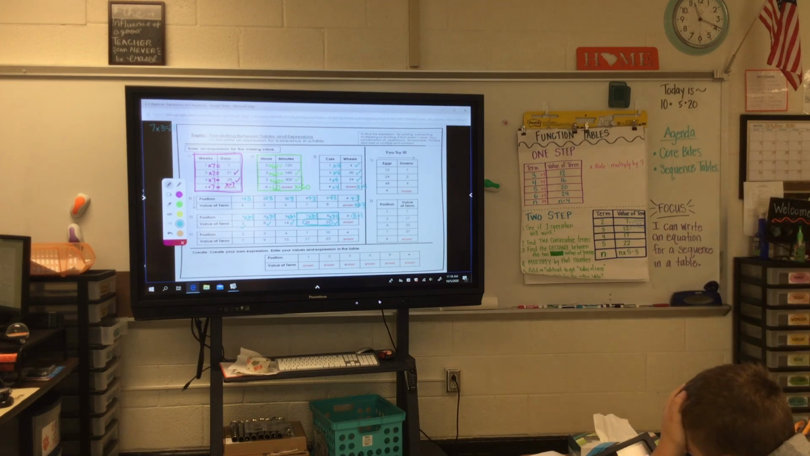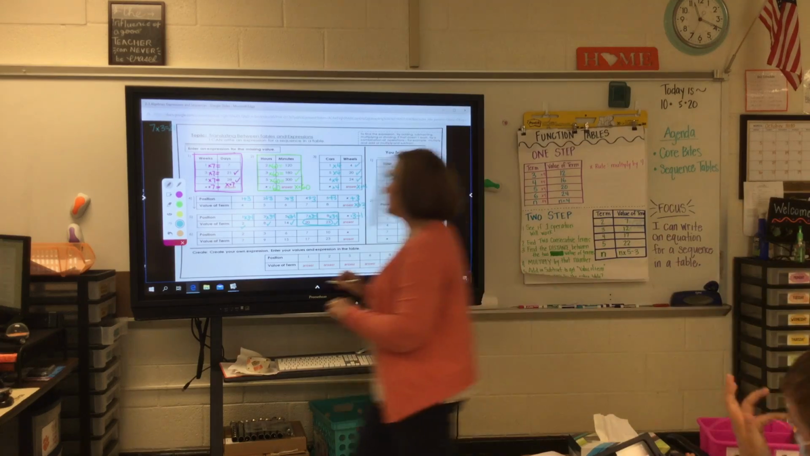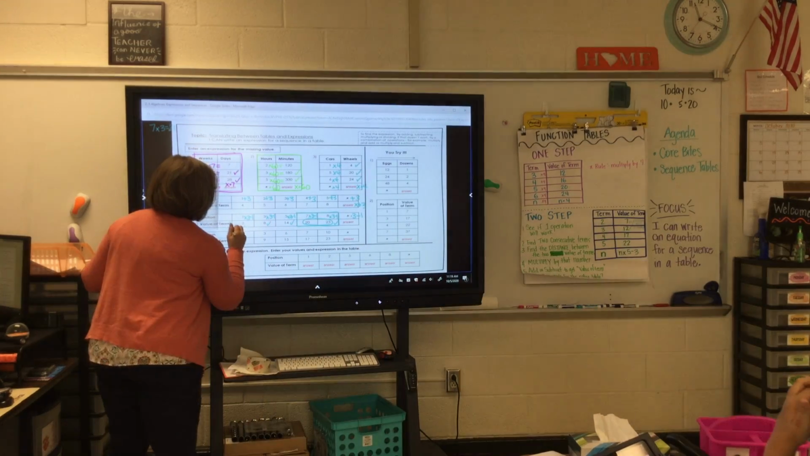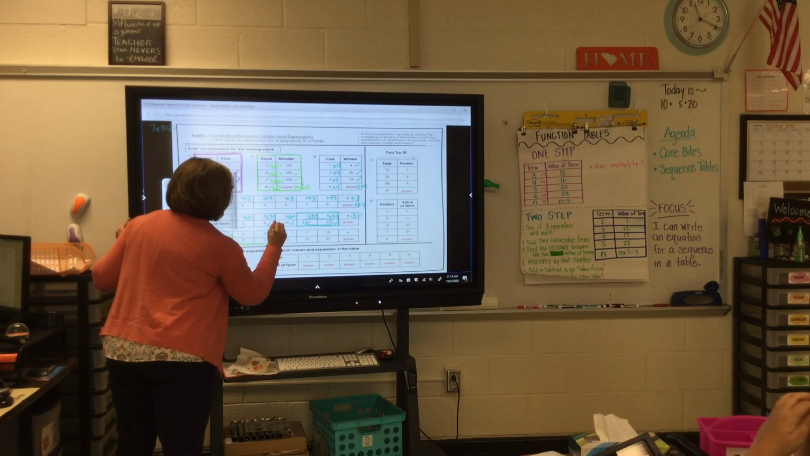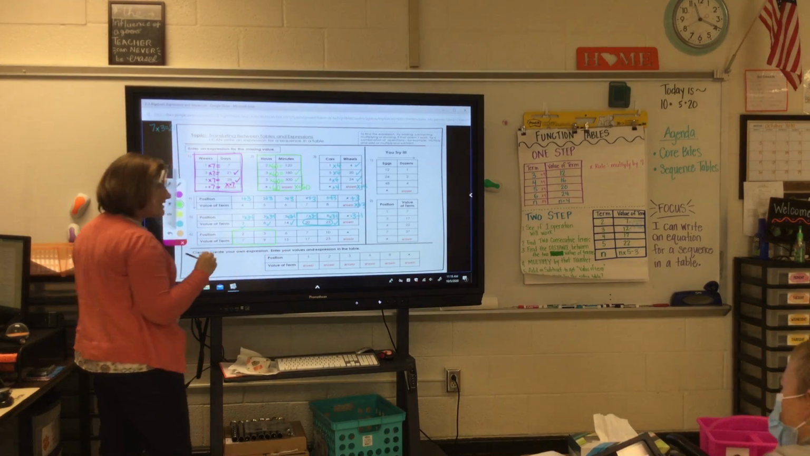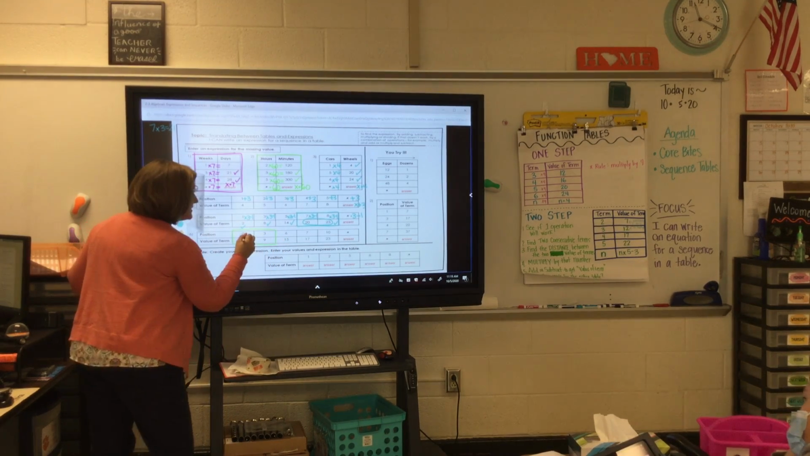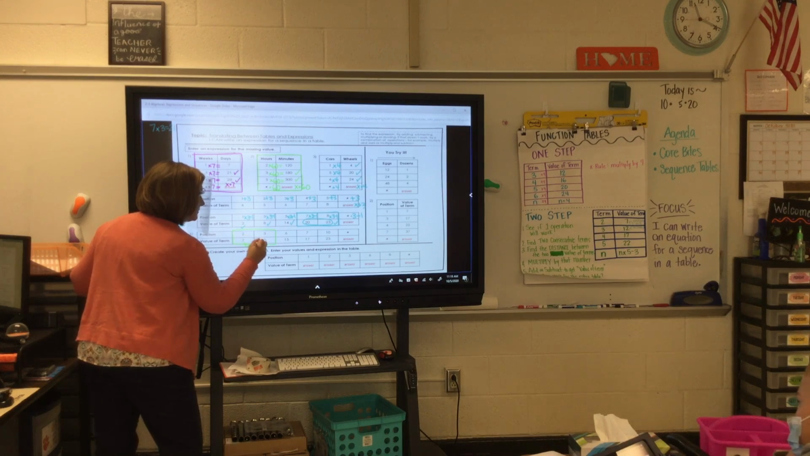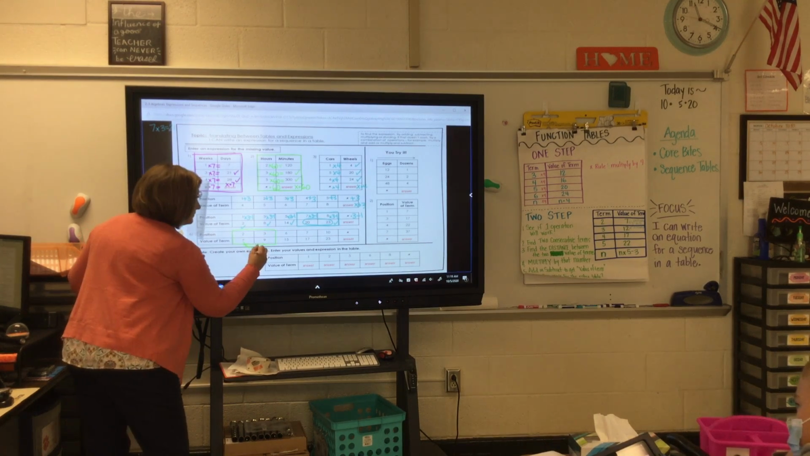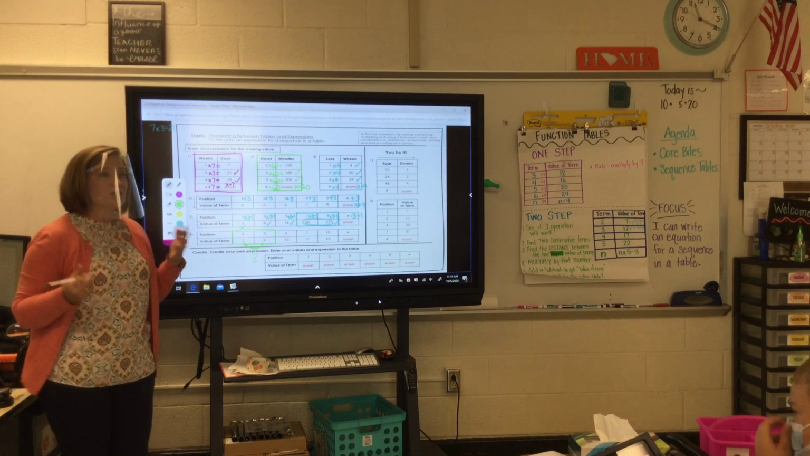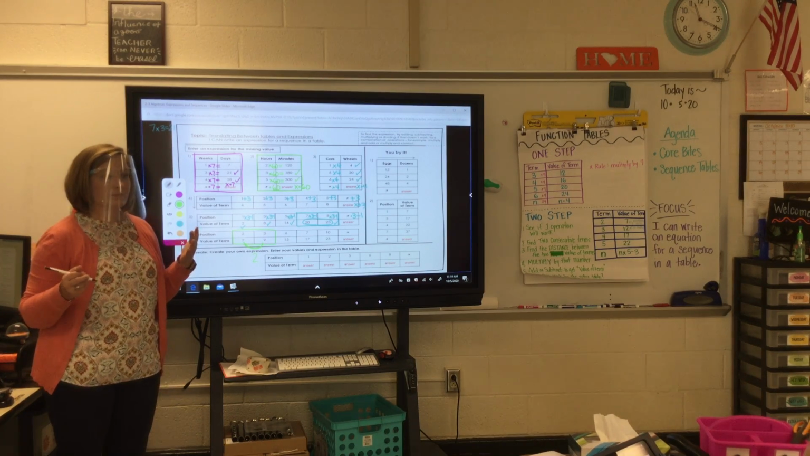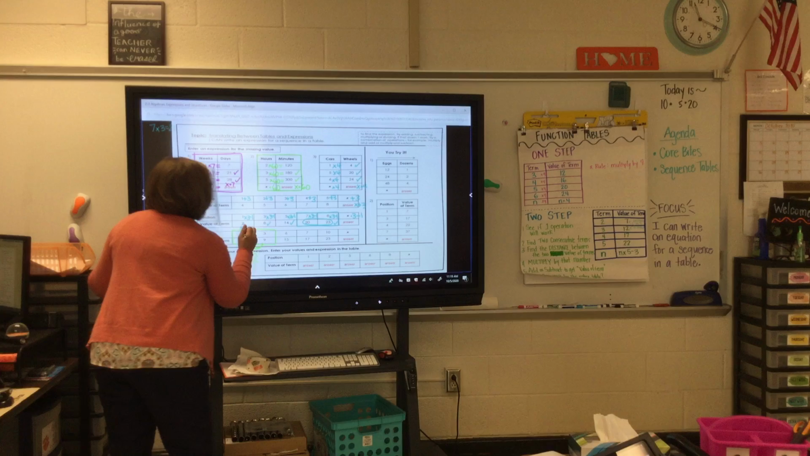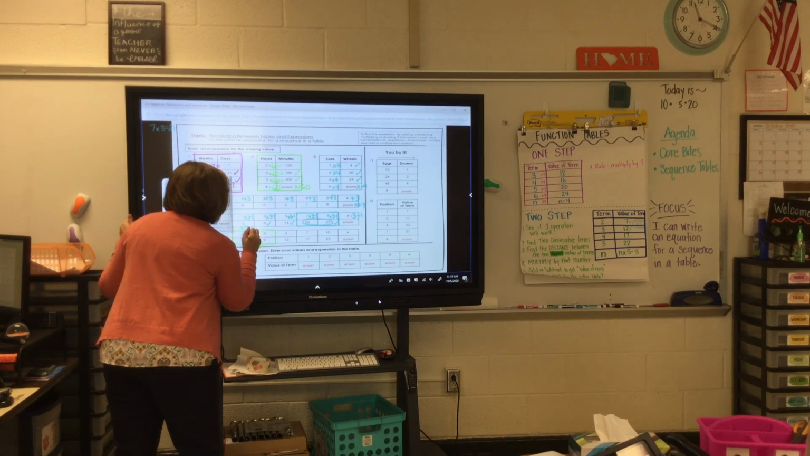All right, which 2 terms are consecutive? 2 and 3. All right, so let's look at those. Step 3 says to find the distance between the value. What's the distance here? 2. Now, what are we going to do with that? Multiply. 2 times 2.